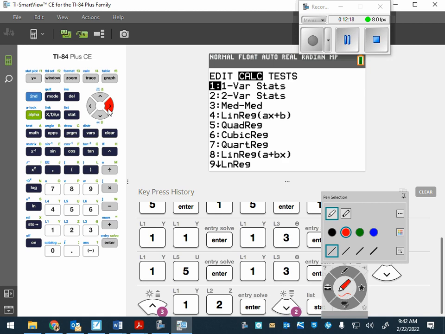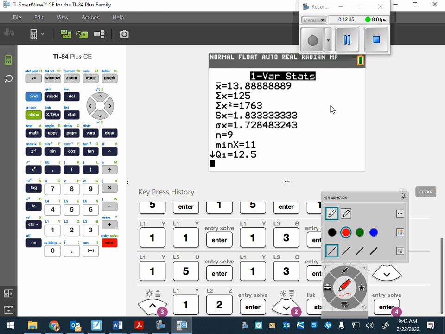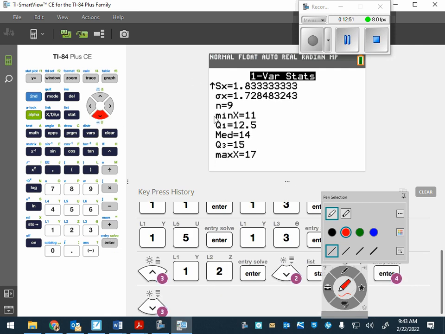move the cursor to the right where it says calc. Then you're going to look at one variable statistics, one var stat, and hit enter. Those of you with this screen, hit enter until calculate is highlighted. Then hit enter. Some of you may not have it, it might just jump to it. So X bar is the mean. Did we get this? Yes, we did. Then if you press the arrow, the N tells us how many scores were entered.